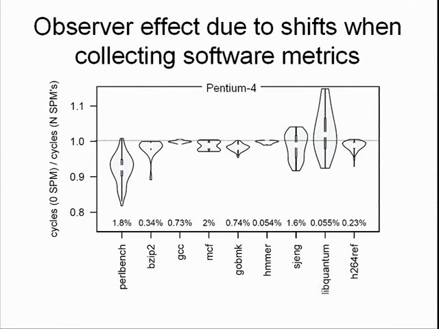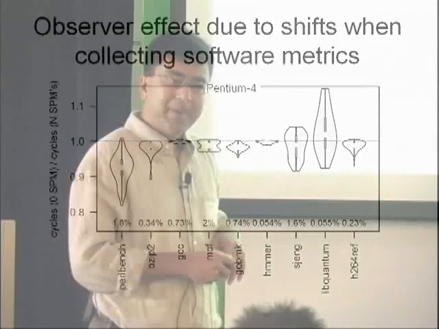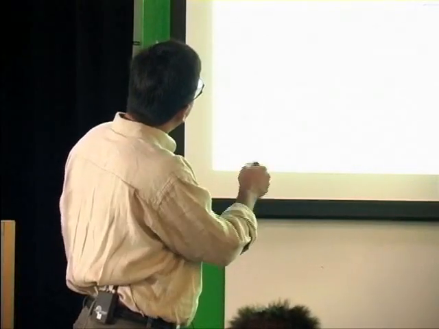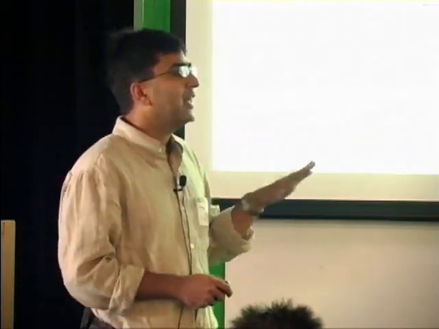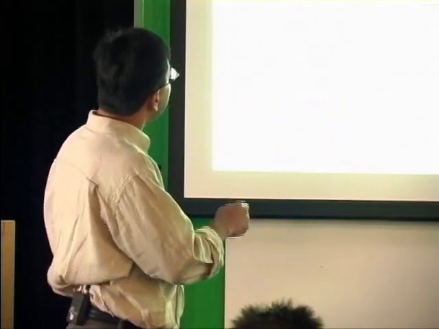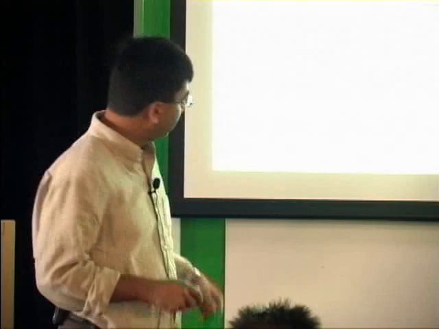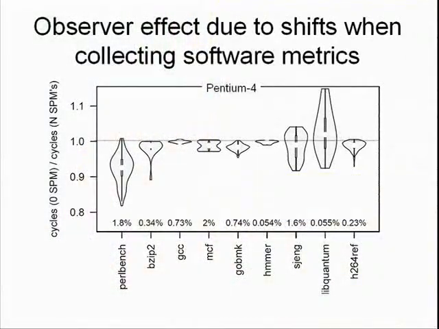There's one of these violins for each benchmark program. The y-axis gives you the execution time when you collect no software metrics divided by the execution time when you do collect software metrics. Now, this is a lot of data, so we summarize the data using these violins. The violin plot is a very powerful plot. It can capture quite a few things in a very compact picture, so let me explain it to you.